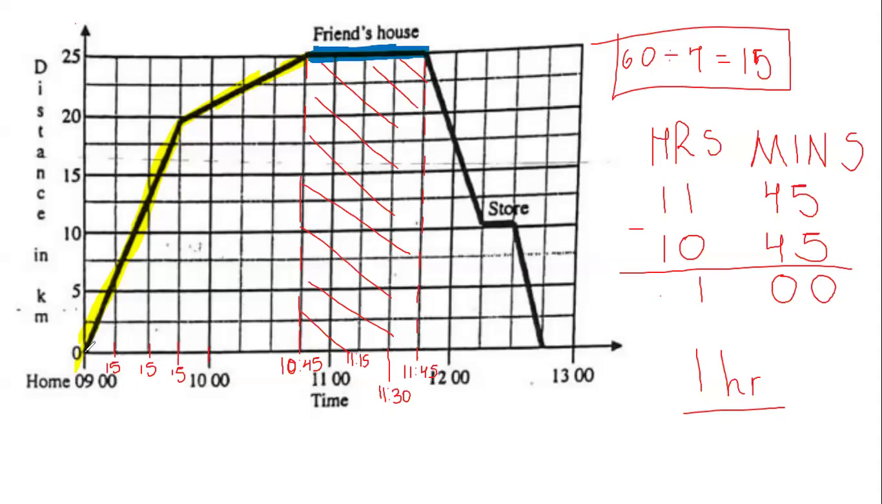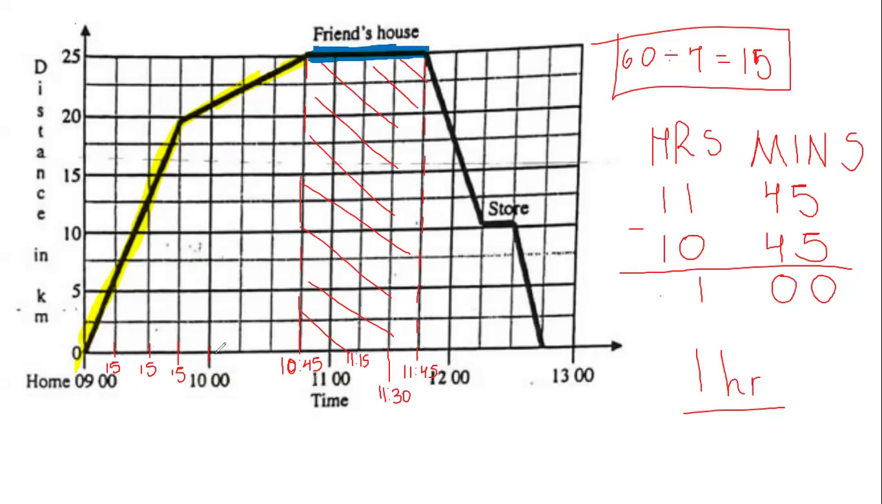If we say 5 minutes, it's going to be 9, 9:05, 9:10, 9:15, 9:20. That doesn't work because this is 10 o'clock, right? So 5 minutes is not going to work. Let's try 10 minutes. 9 o'clock, 9:10, 9:20, 9:30, 9:40. That's not going to work because this is 10 o'clock. Okay, let's try 15. 9 o'clock, 9:15, 9:30, 9:45, 10 o'clock. So it has to be 15 because there are 4 intervals.